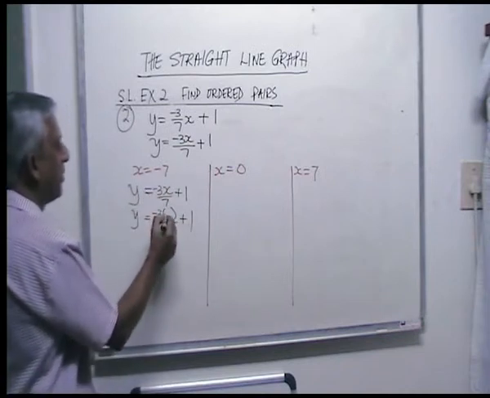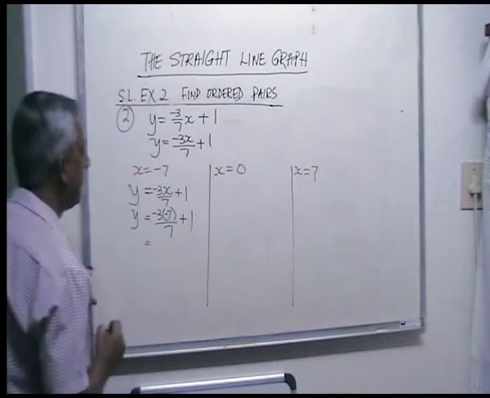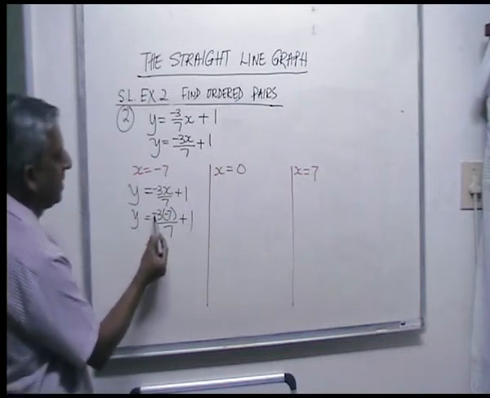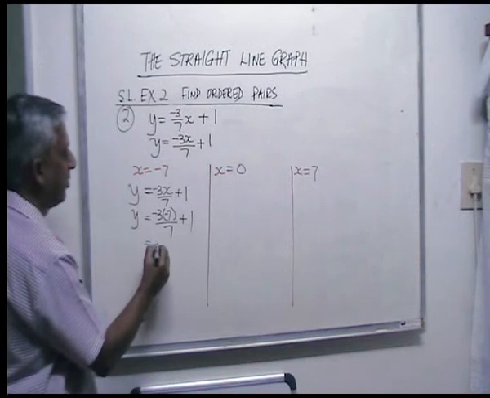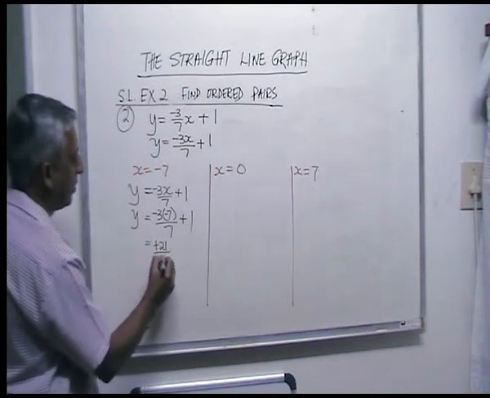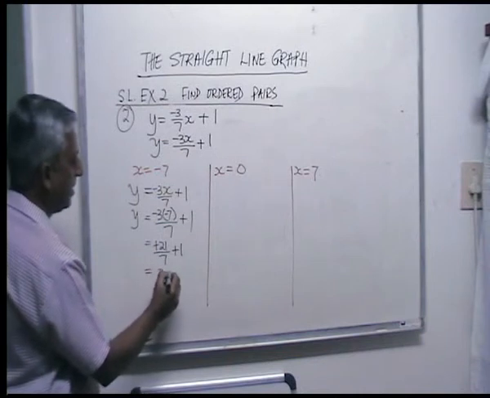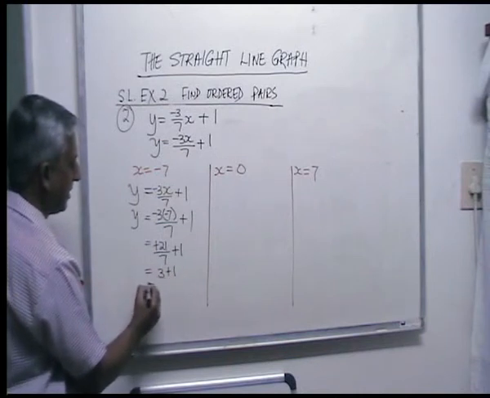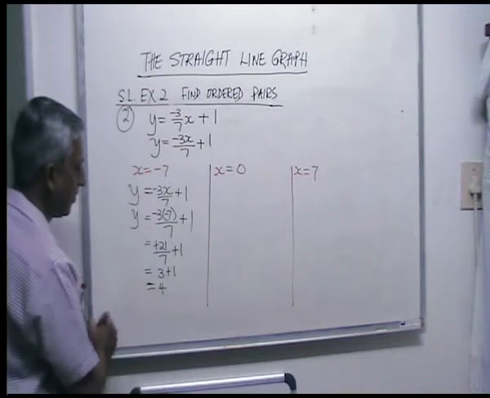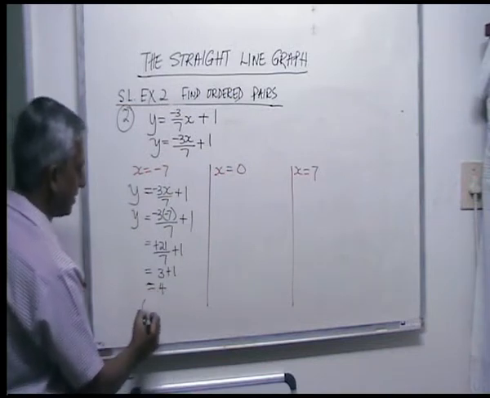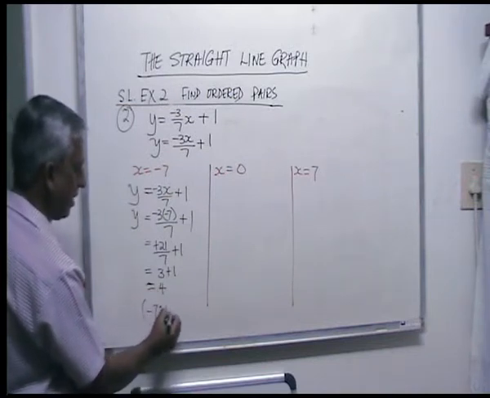So in the first time we are putting minus 7. Now be careful. Minus 3 times minus 7 will give you plus 21 over 7 plus 1. Now 21 over 7 is 3. 3 plus 1 gives you 4. So your ordered pair here is minus 7, 4.